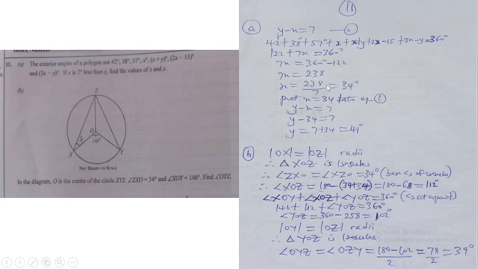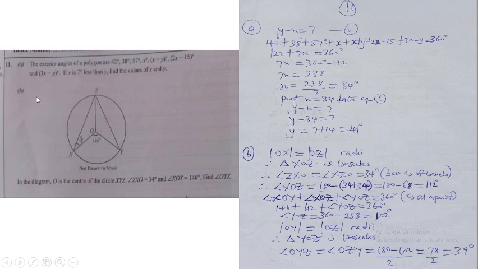So when s is 34 degrees, we can find the value of y. When I put my s here, I'll have y minus 34 equals 7. Then y will be equal to 7 plus 34, and that gives us 41 degrees. So y is 41 degrees. That's the value of s and y: 34 degrees and 41 degrees.